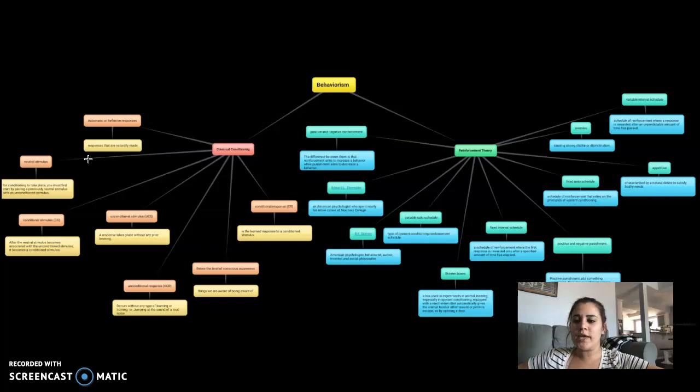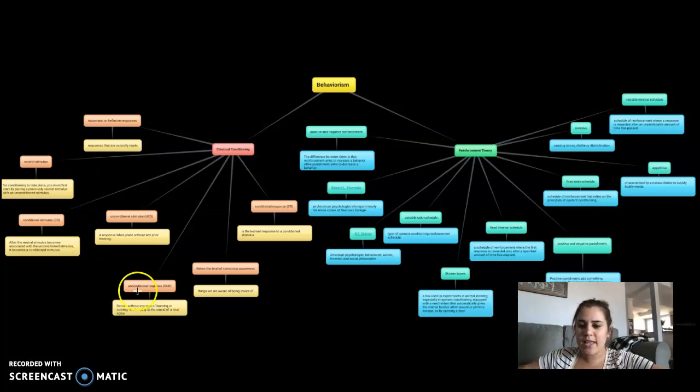Then another word is conditional stimulus, also known as CS. After the neutral stimulus becomes associated with the unconditional stimulus, it becomes a conditional stimulus. An unconditional stimulus, also known as UCS, is a response that takes place without any prior learning. And then an unconditional response, which is different than an unconditional stimulus, its abbreviation is UCR.